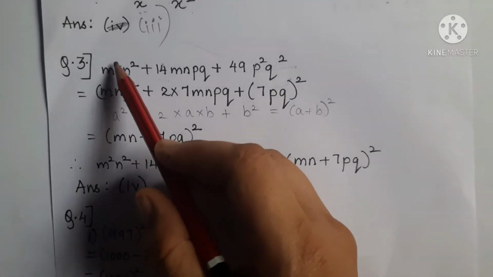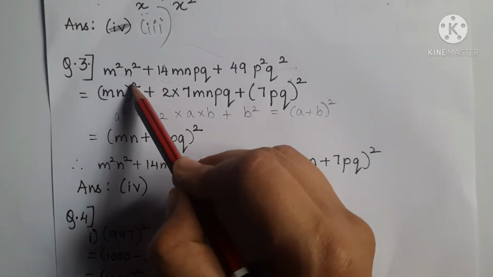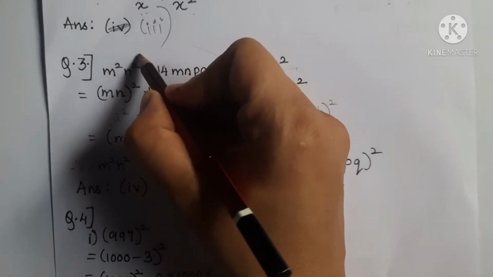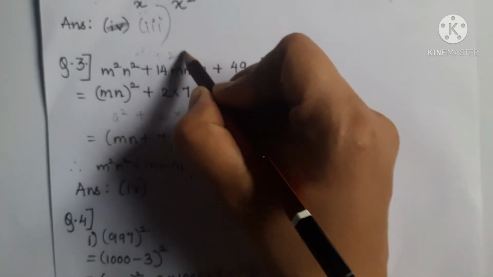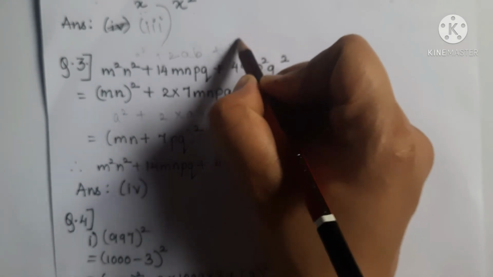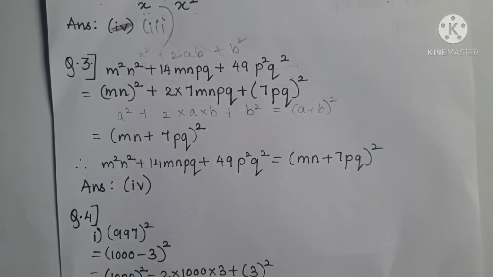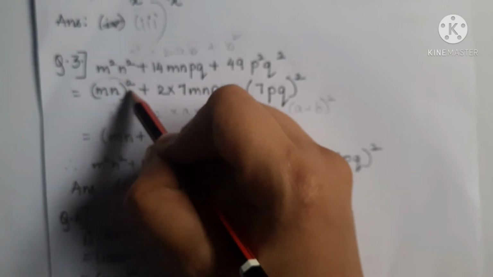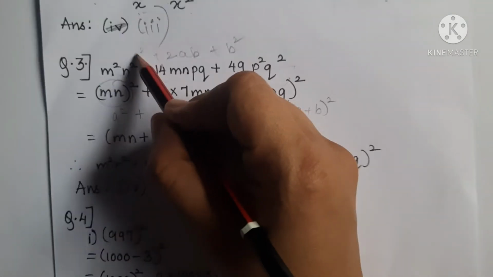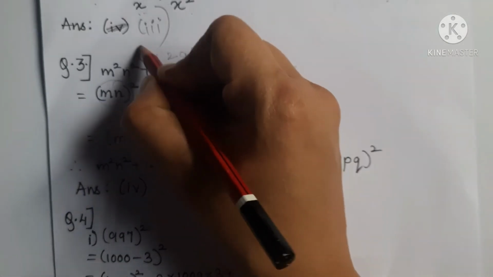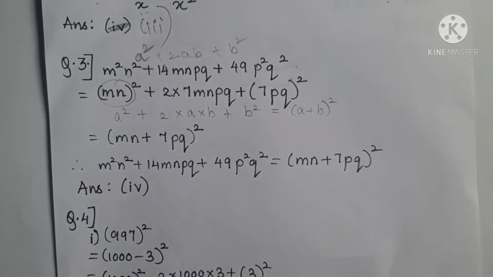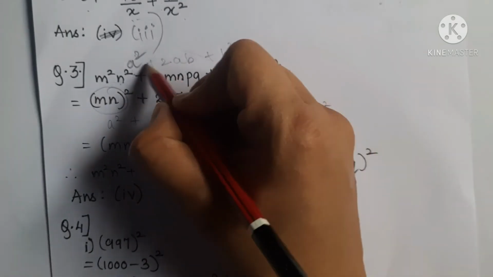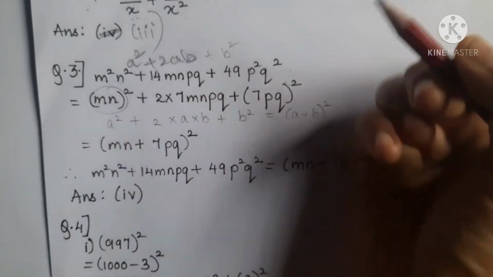Now, m square n square. Now square is for both the terms. So now this is in the form of a square plus 2ab plus b square, right? Now m square n square can be written as mn the whole square. So if I write it as mn square, it becomes in the form of a square, right? So this becomes in the form of a square. Now plus 2ab.